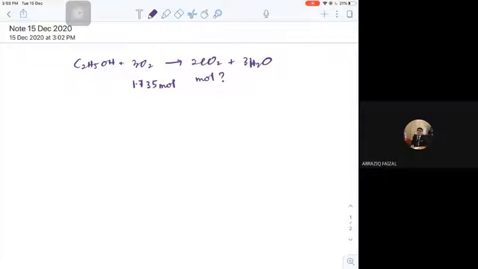Madam, boleh bagi lagi sekali tak equation tadi tu yang panjang? From 1.735 mole of O2, 1.735 mole of O2 written here. How many mole of carbon dioxide?